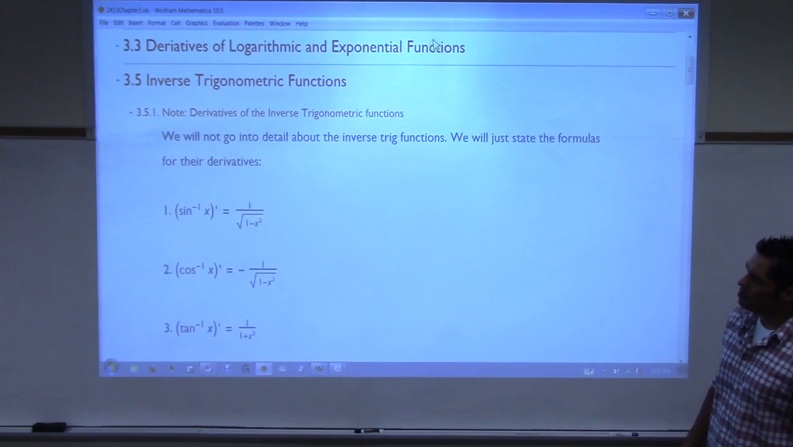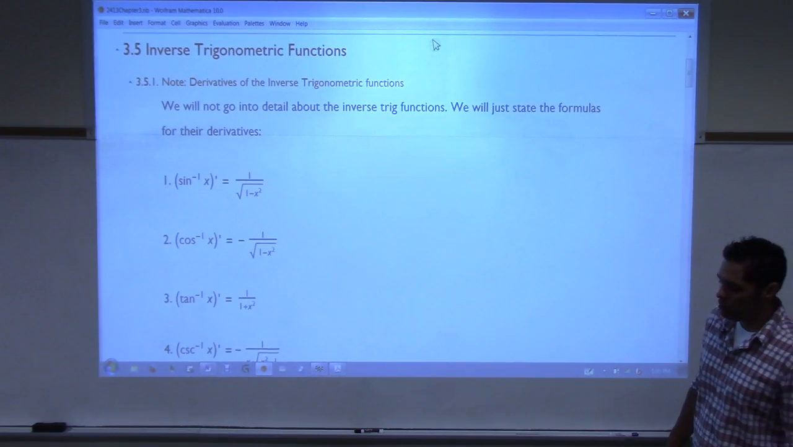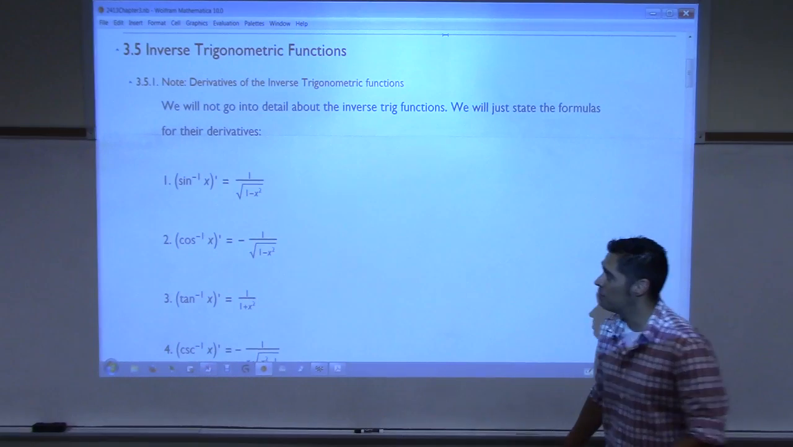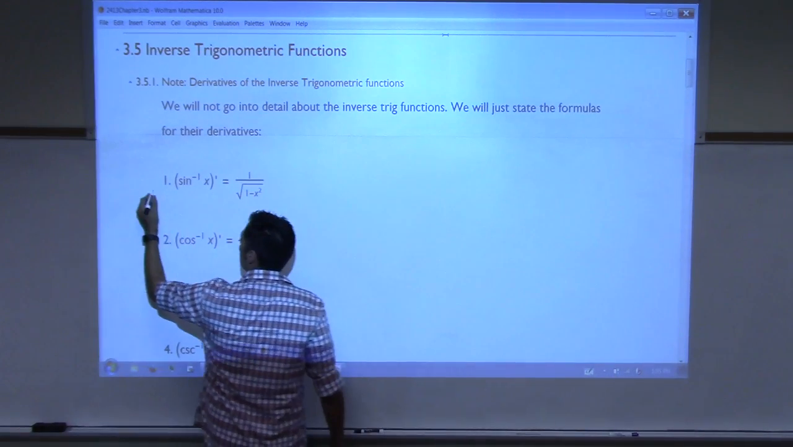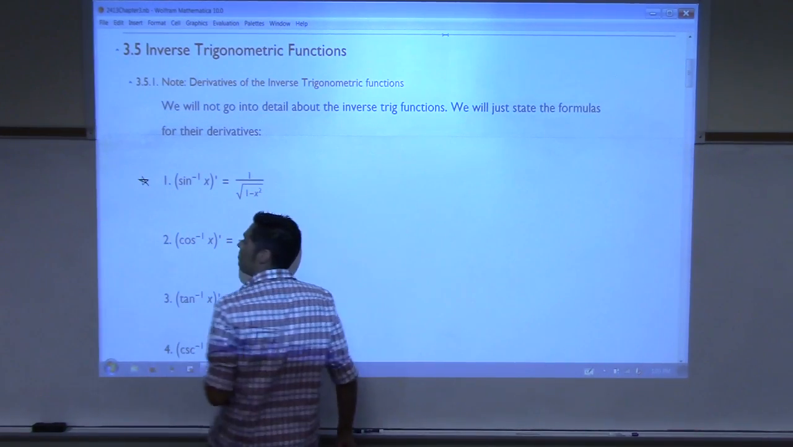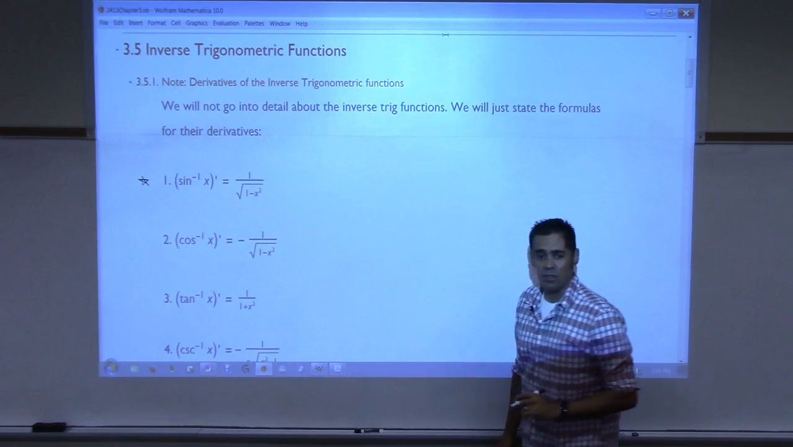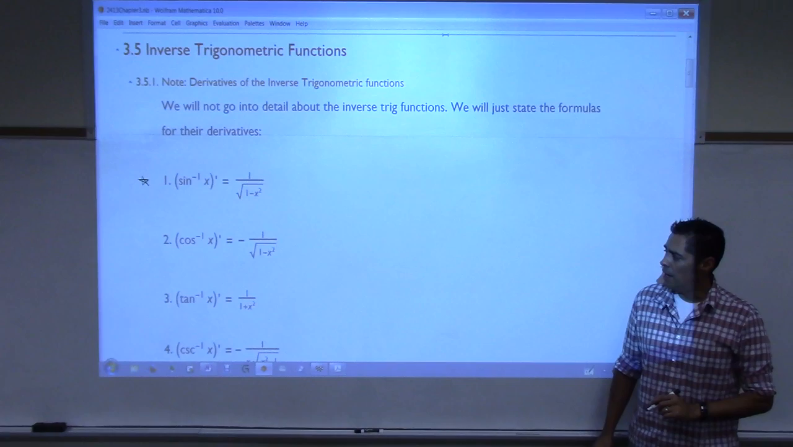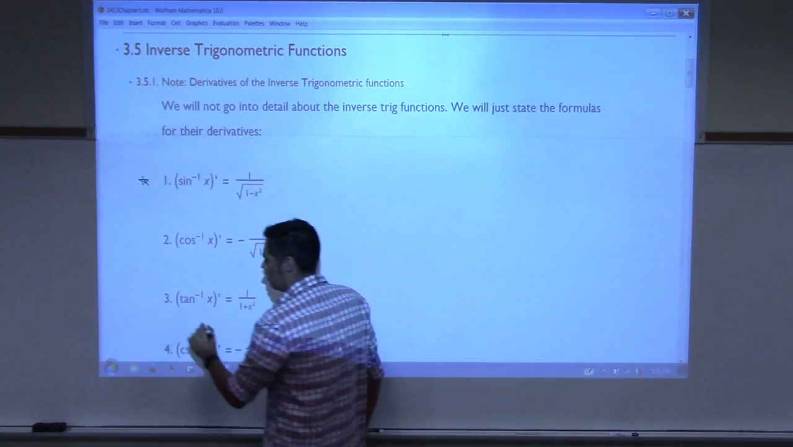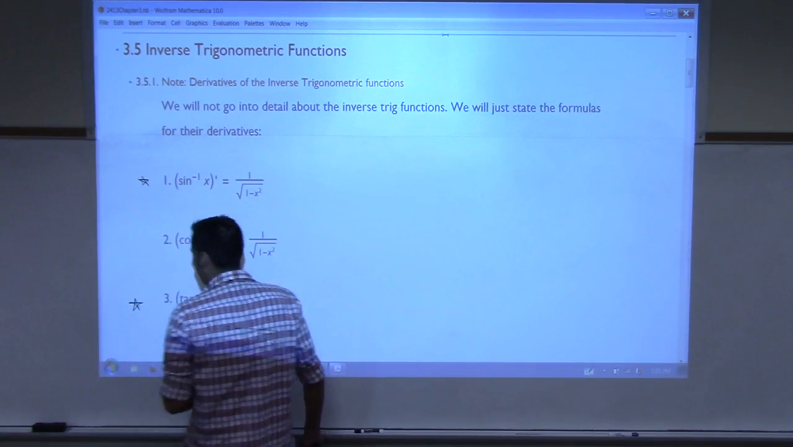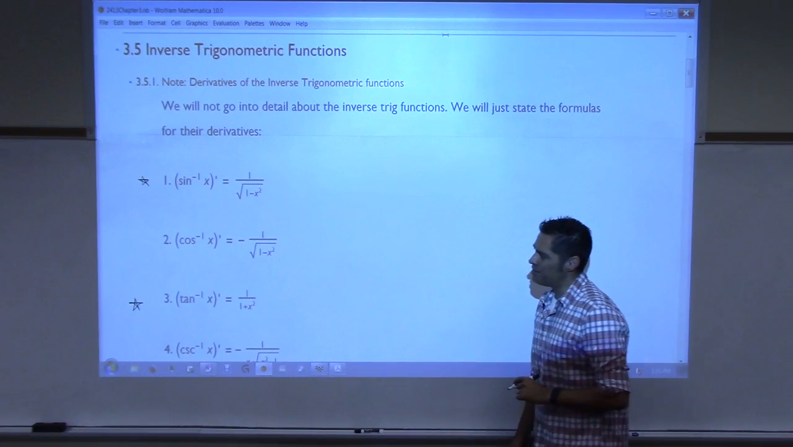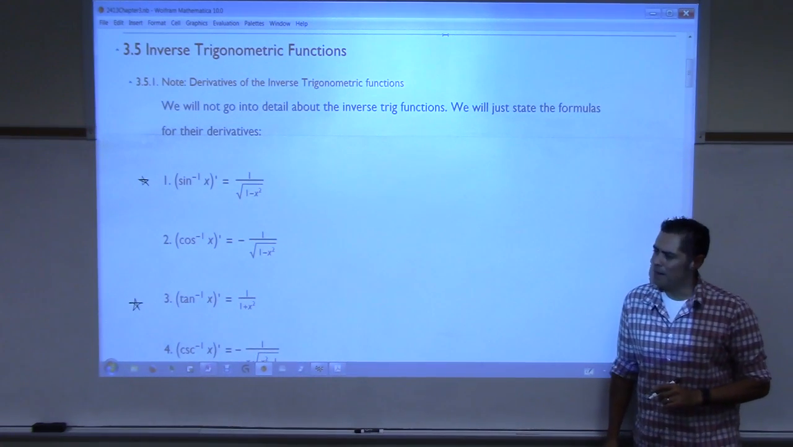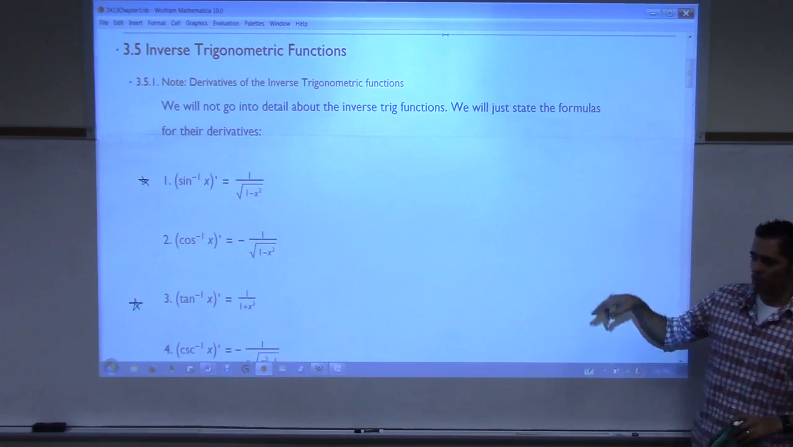And what I'm going to do is I'm going to start today by showing you why this first one is this. All right? And I'm going to put a star next to this one because this is a very important derivative to know. It comes up a lot in Cal 2, and so does number 3. Number 3 comes up a lot in Cal 2. The others, they do appear, but not as often as those two do.